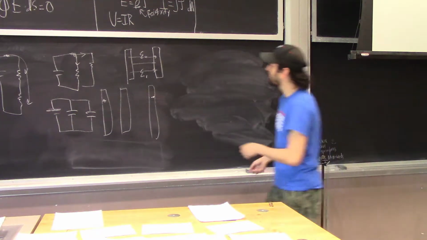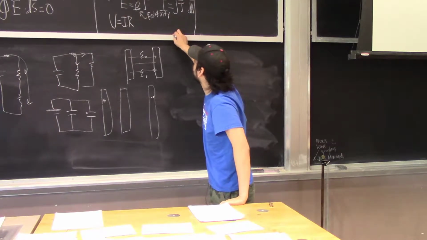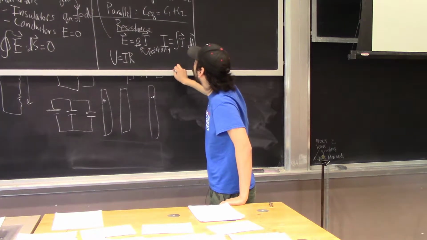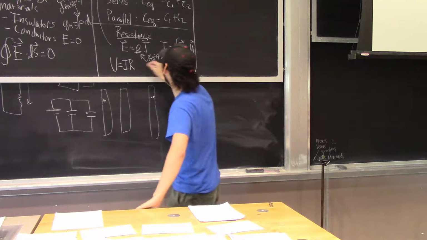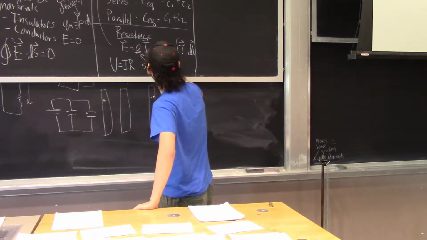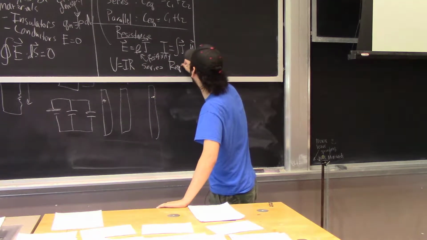Okay. So the last thing that I want to say about resistance is how I can add resistors in series and parallel. And that's to say that in series, I'm running out of room here. Can you guys see this in the back?